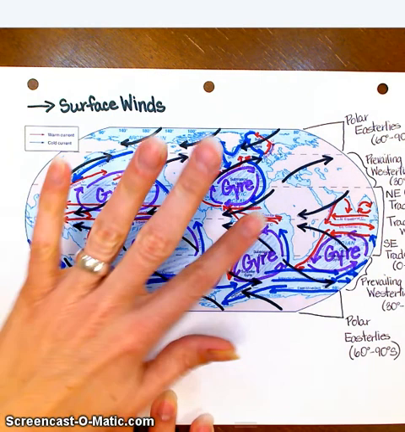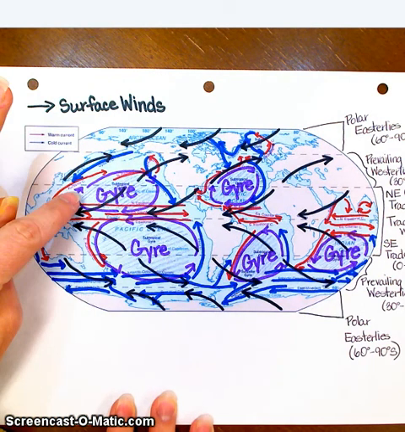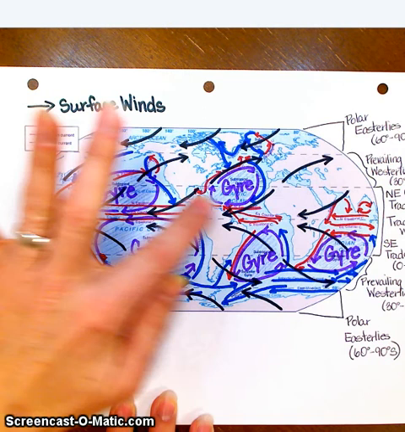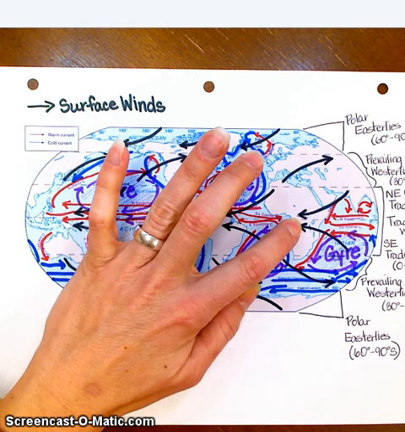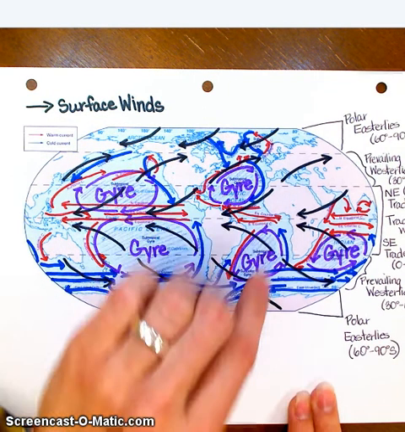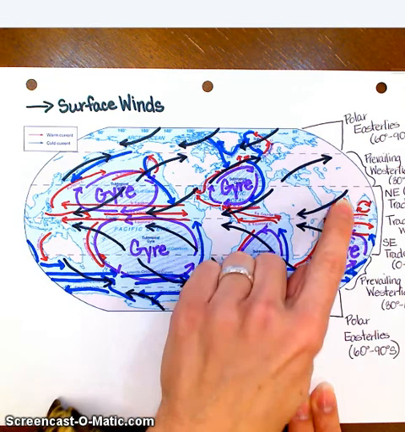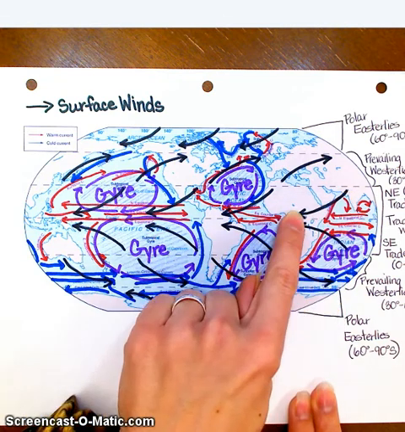So you can ignore the other arrows. Just pay attention to the ones in black for right now, because that's what we're worried about. So the trade winds are the winds that blow from 30 degrees back to the equator.